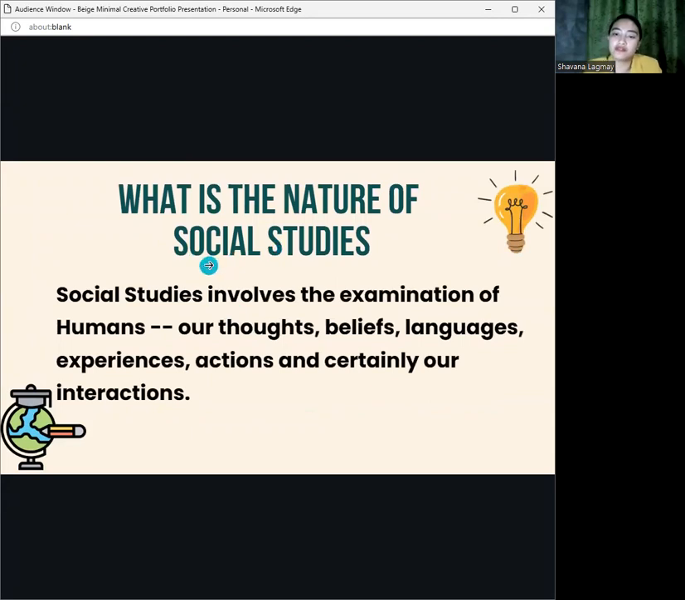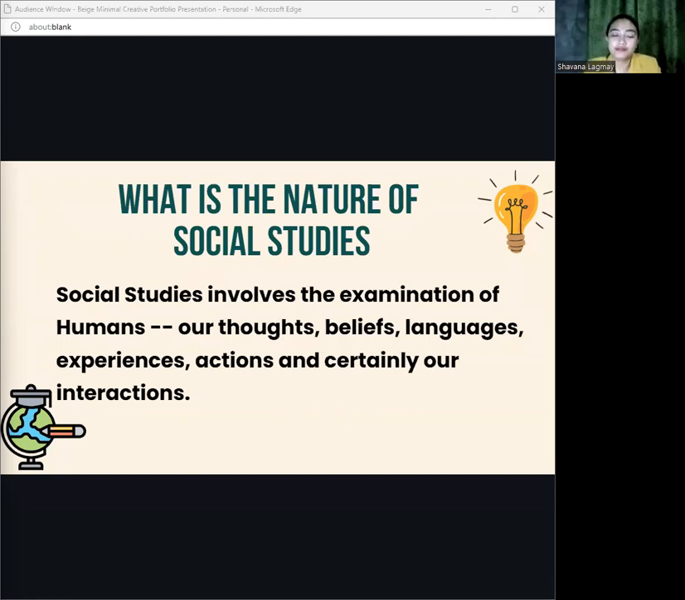So what is the nature of social studies? Social studies involves the examination of humans, our thoughts, beliefs, languages, experiences, actions, and certainly our interactions. And that would be locally or globally. So it means that social studies can be defined as the study of man in his environment. It is the study of man and his relationship with other people around him, including all the natural resources in his environment. And also, social studies assess man in his physical and social environment, as well as the effects of science, technology, and religion on him.